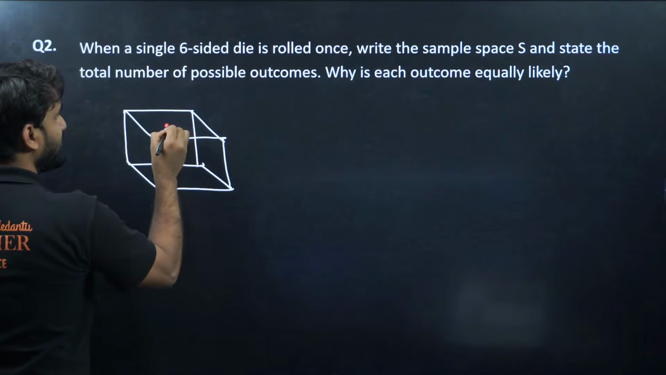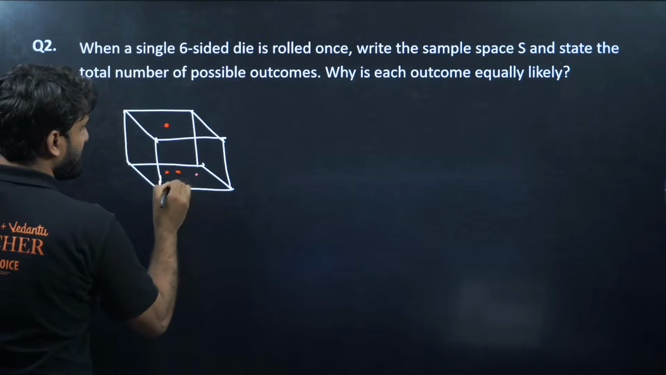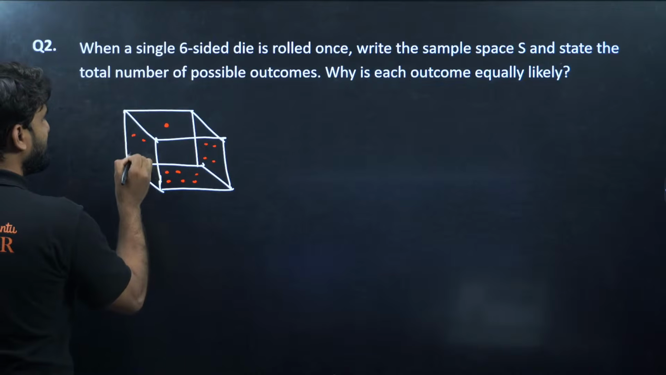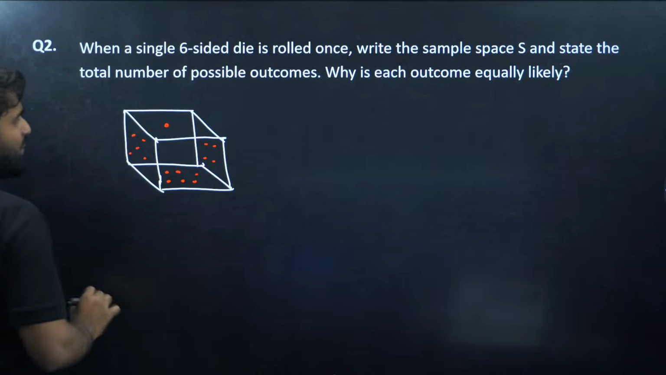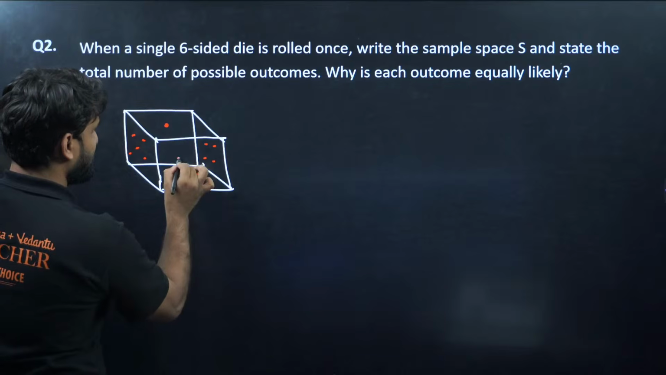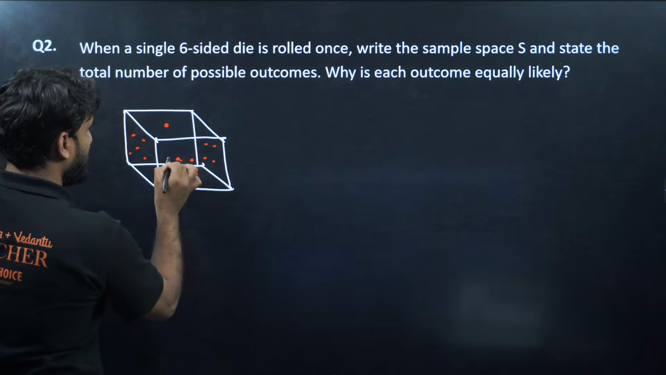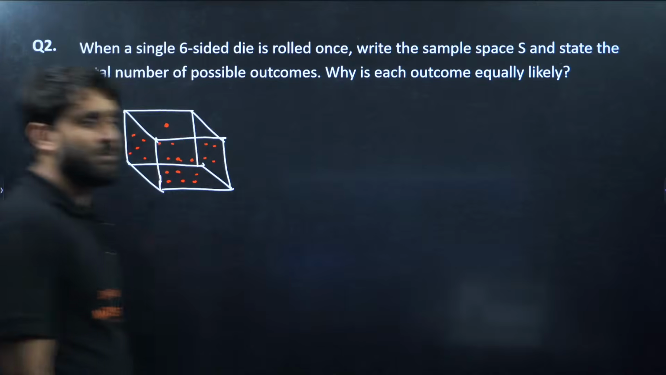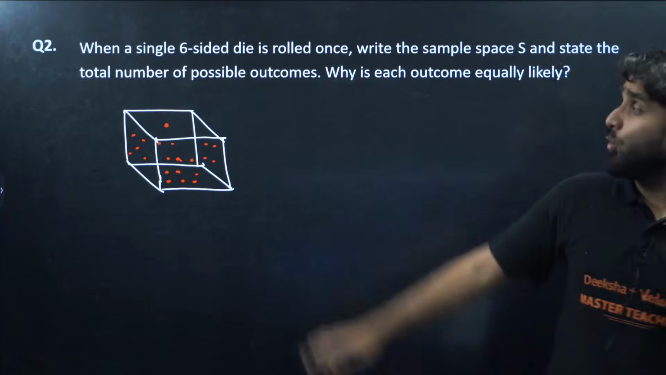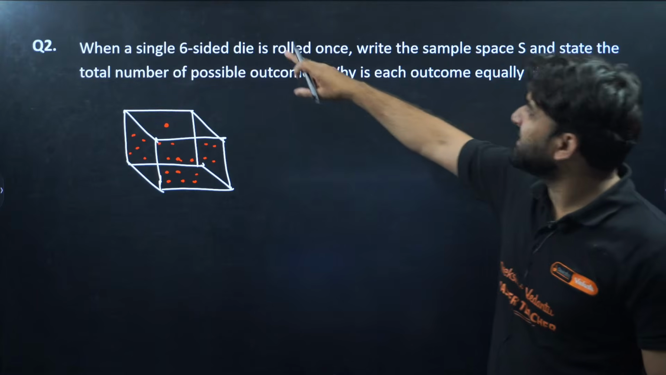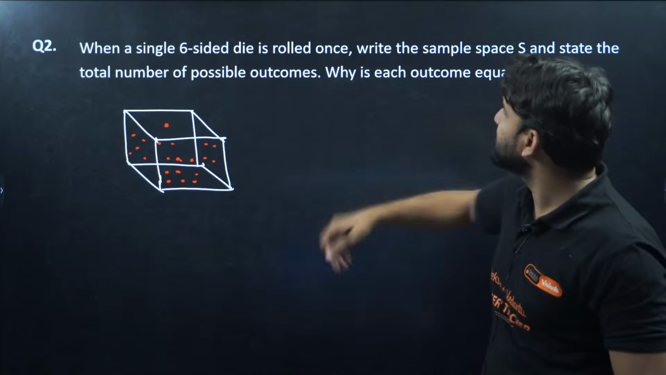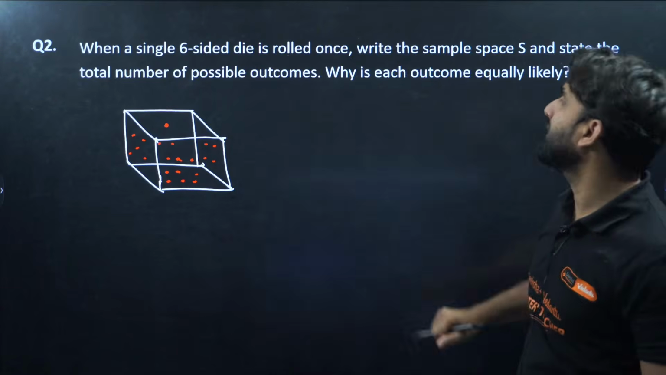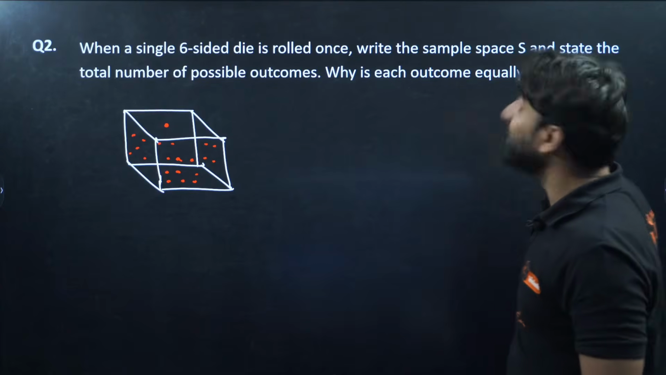1 here, 6, for example. I don't know exactly the position of all the numbers, but I'm putting 1 here, and on this wall also, so this will be 3, and that will be 2 there on the front wall. So these are the numbers. So this is called a die. So when a single 6-sided die is rolled once, write the sample space and state the total number of possible outcomes. Why is each outcome equally likely?